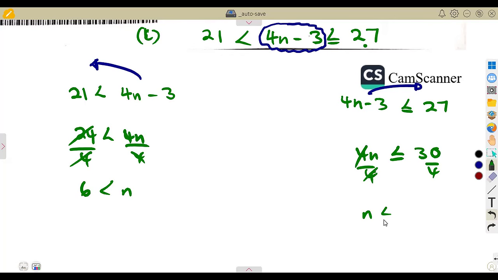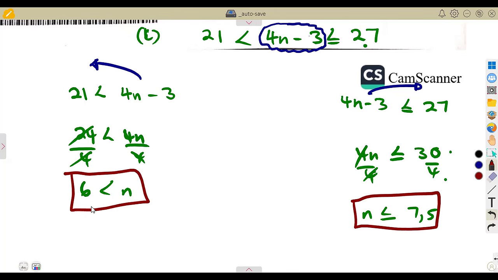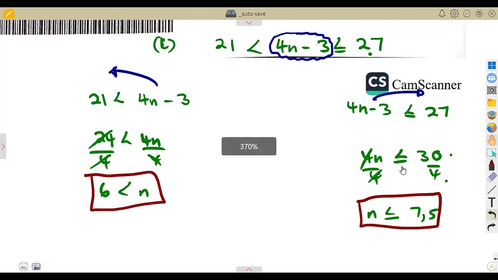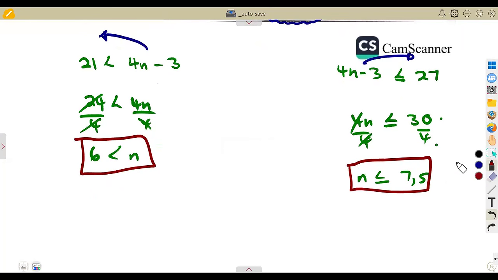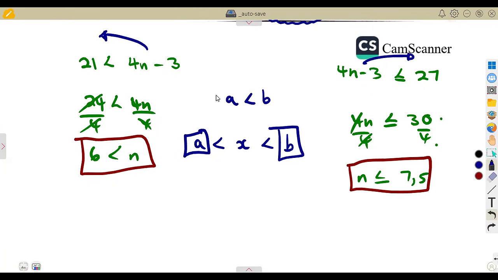This is paper 2, guys. You can use your calculator. 30 divided by 4, that was going to give you 7,5. There are two solutions. The n which is greater than 6 and the n which is less than or equal to 7,5. Always, I said, the presentation, if it is in terms of x, must always be facing the same direction. The inequalities like this. Always, where a is less than b, a is a value that is less than b.